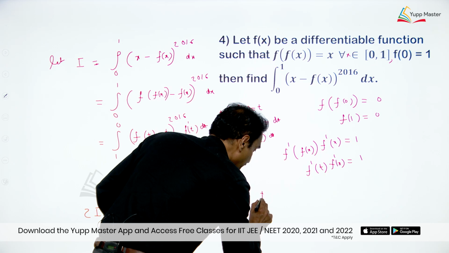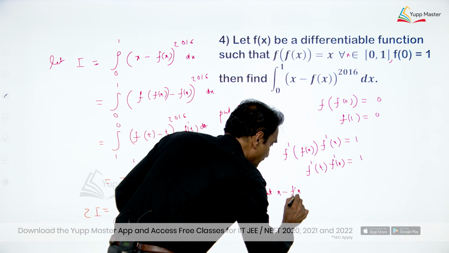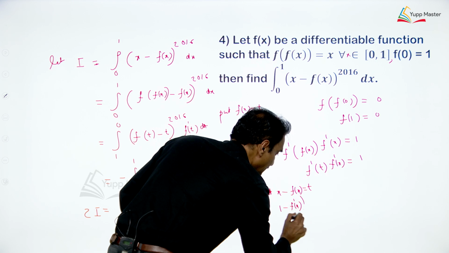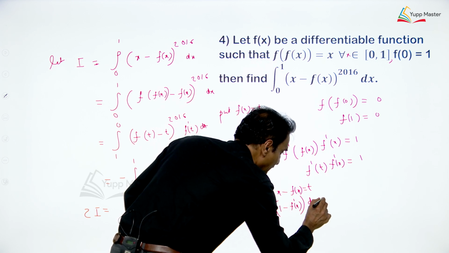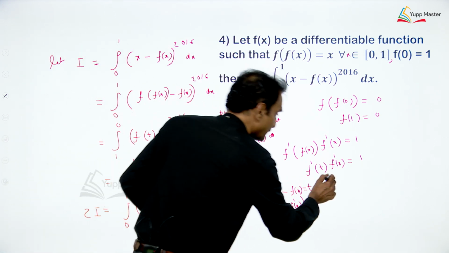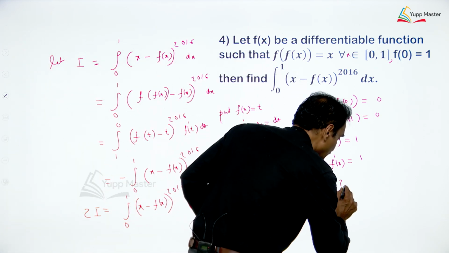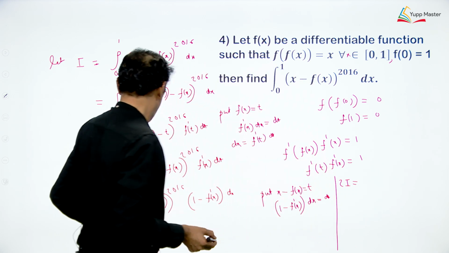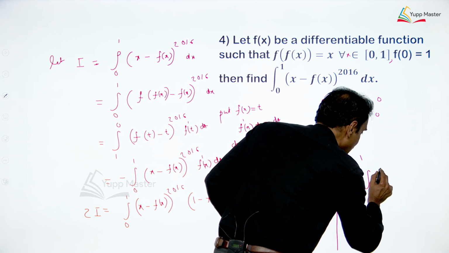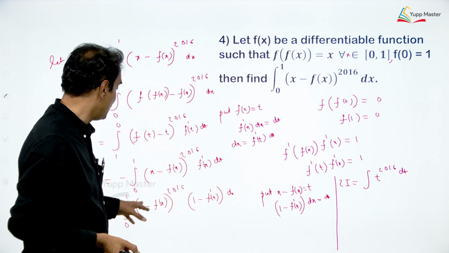If you put x minus f of x is equal to t, then 1 minus f dash x dx is equal to dt. So, I will write here 2I is equal to integral t power 2016 dt, and what will be the limits?